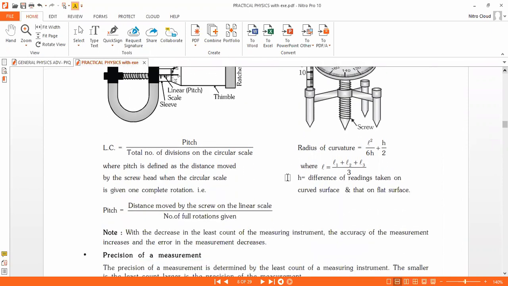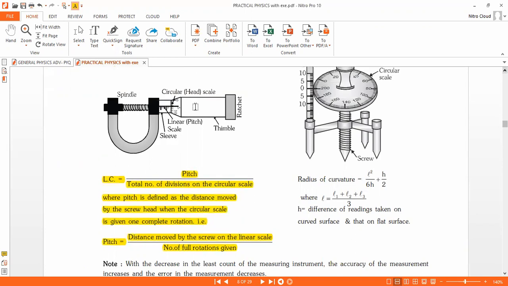Now, pitch is defined, and this one is most important: pitch is defined as the distance moved by the screw when the circular scale is given one complete rotation.